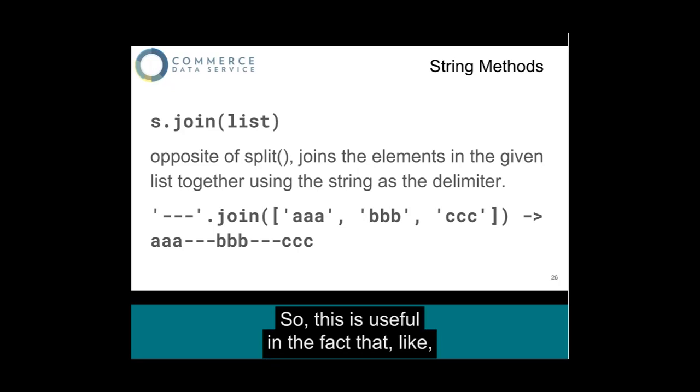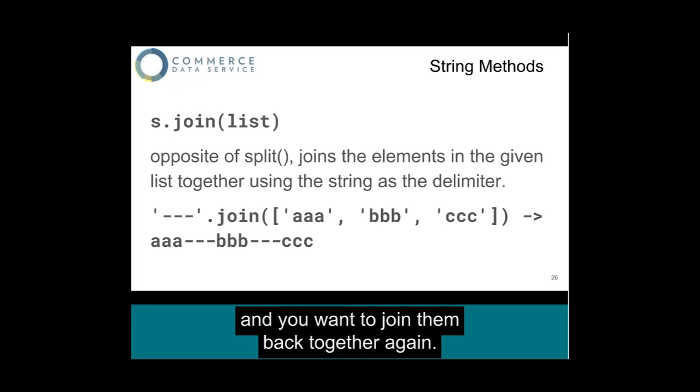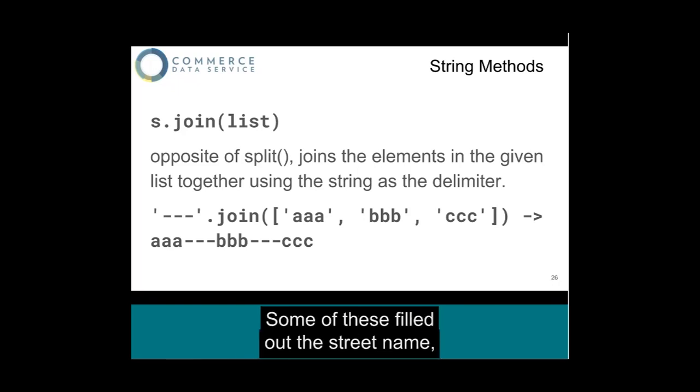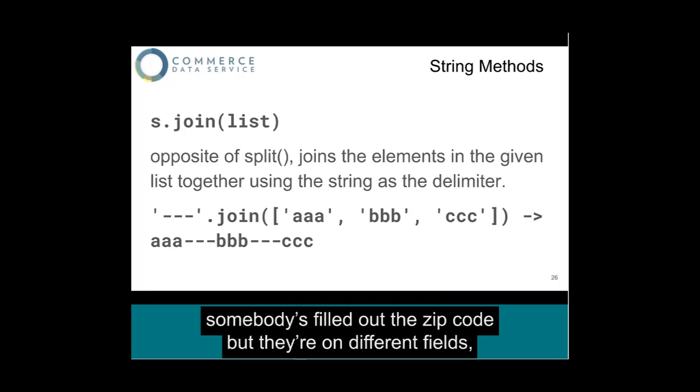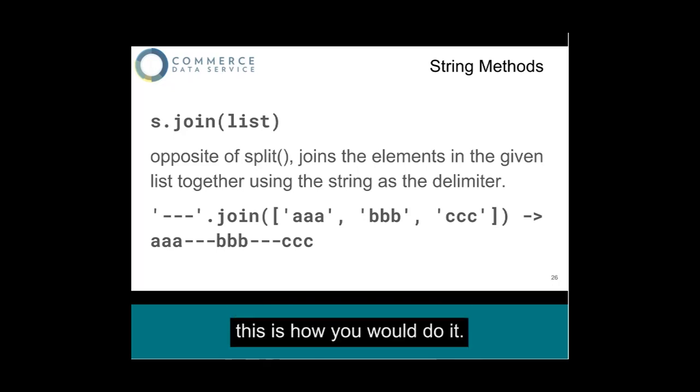So this is useful if you have a long string of characters broken up, and you want to join them back together again. So you have component parts of, say, a mailing address. Somebody's filled out the street name, somebody's filled out the zip code, but they're on different fields, and you want to pass them and join them back together. This is how you would do it.